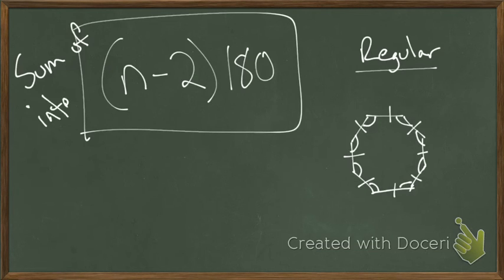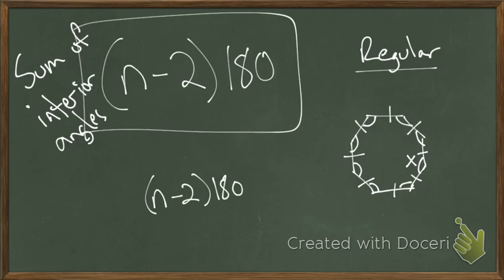of interior angles. But what happens if I just want to know what this one little angle is? What if I just want one of the regular angles? Then you could divide it by the number of angles. So if the total is the number of sides minus 2 times 180, if I divide that by the number of sides, that would give me just one of those angles.